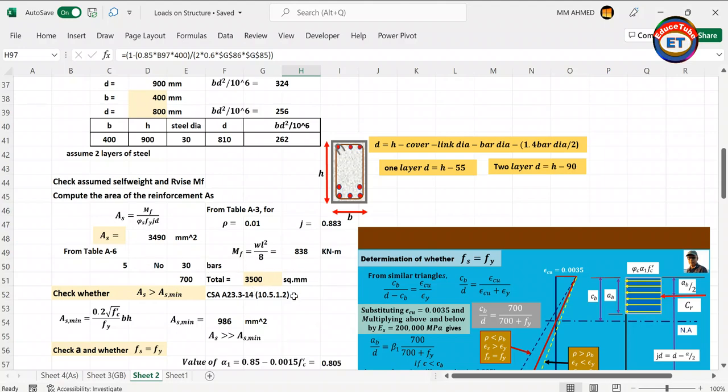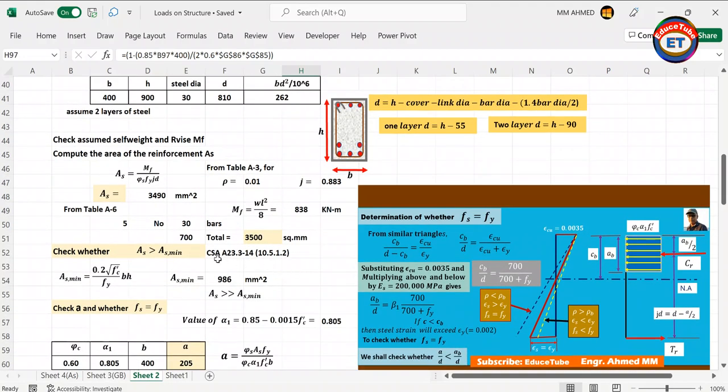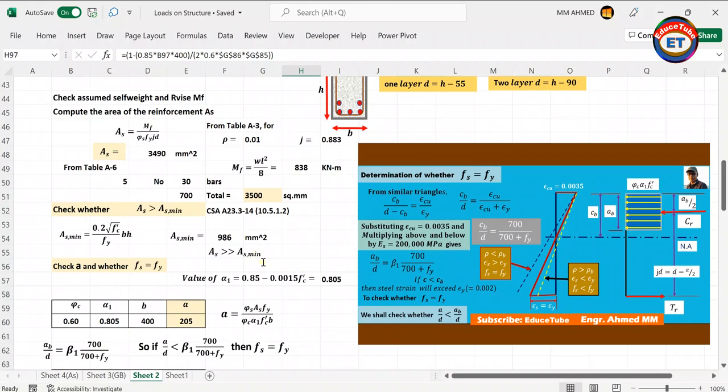So this is perfect. Now one important thing is this reinforcement area, is it less than AS minimum or greater than minimum? That is very important to check as per CSA A23.3. So we will use this equation. AS minimum is this. Putting all the parameter values, we got 986 and it is less. So it means our steel is far greater than minimum steel. So we are okay with the steel area. This is done.